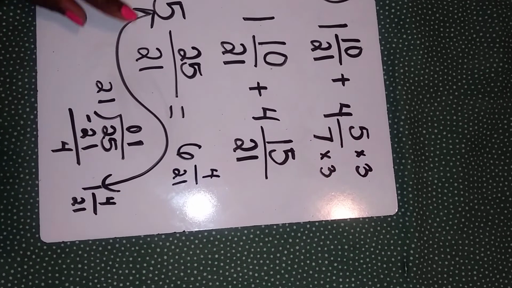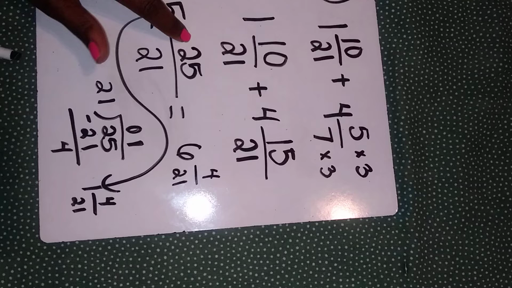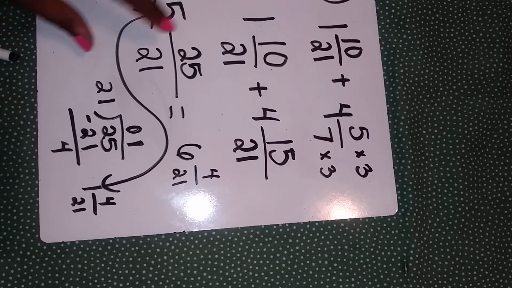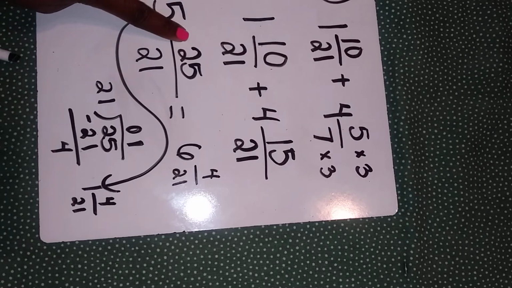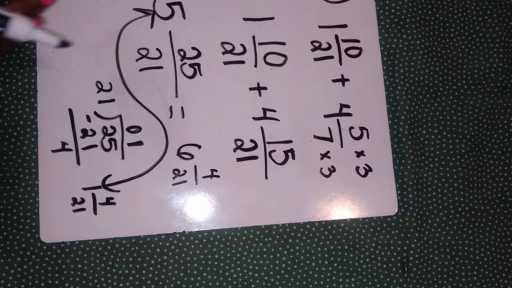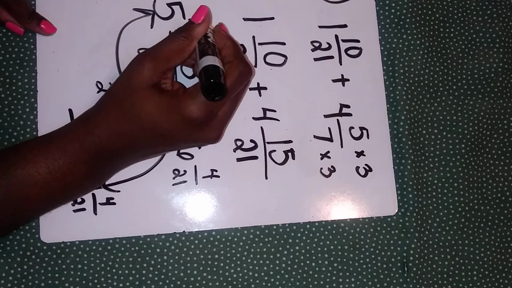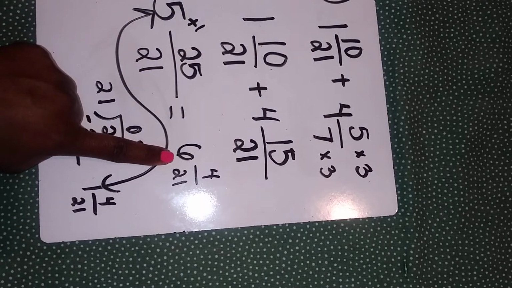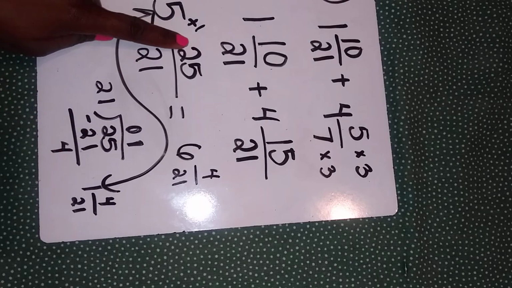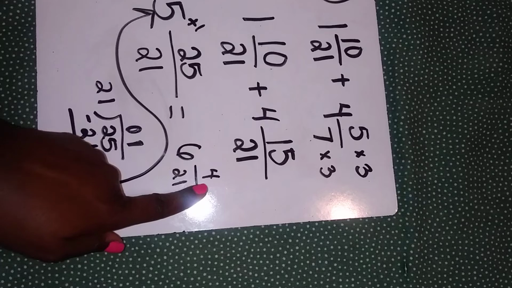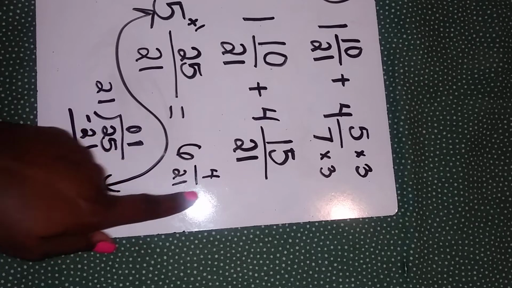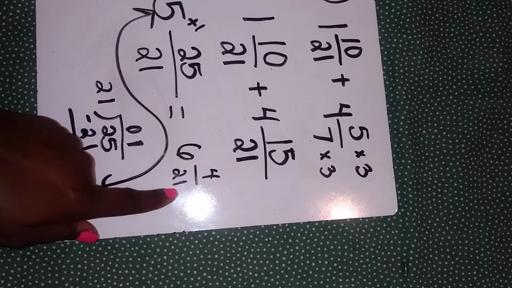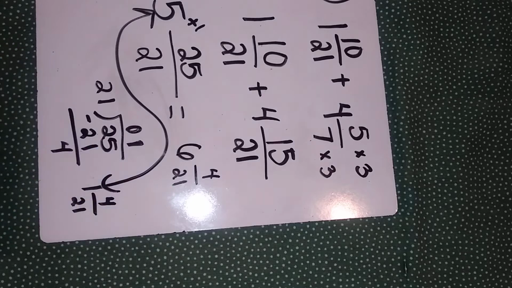Mentally you can say, okay, I can get one set of 21s out of 25. So when I take that 21 out of this 25, I add that 1 to this 5. And that's how I got this 6. And then you ask yourself, okay, if I take 21 out of 25, how many do I have left? I got 4 left. So that's how I got that 4. And again, you always keep your common denominator.